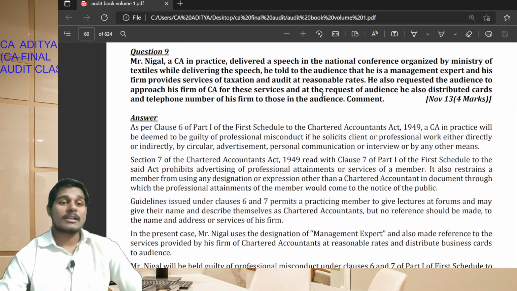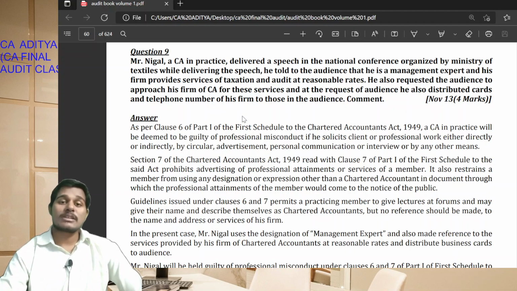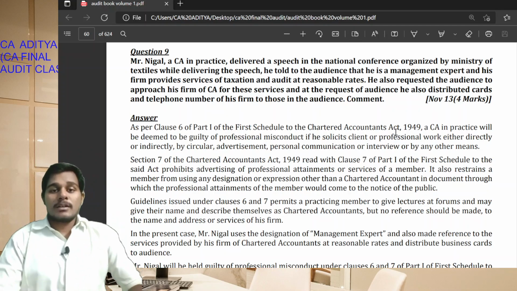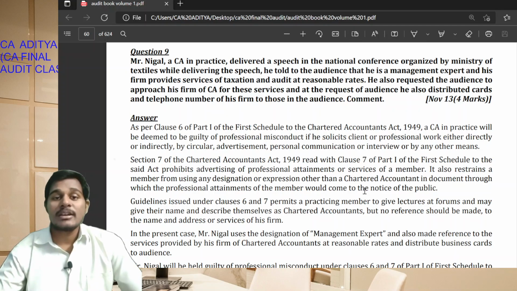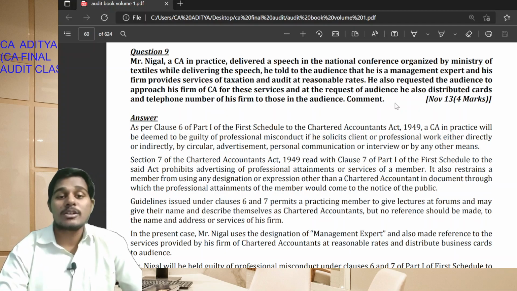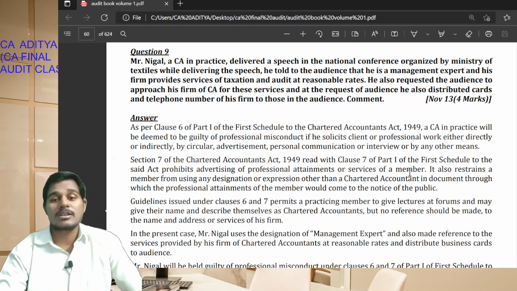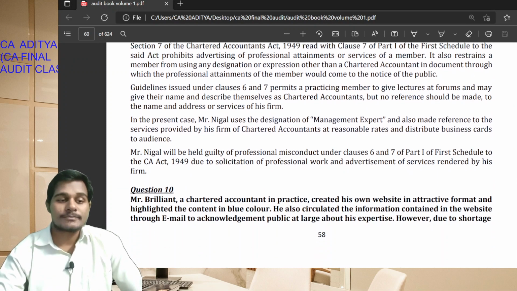Mr. Nigel, a chartered accountant, delivered a speech in a national conference and told the audience that he is a management expert, and also that his firm provides taxation services. So students, in the present case, it can be understood that he has used a designation other than chartered accountant, that is management expert. So he will be guilty of professional misconduct as per clause 7, and he is giving publicity, that is soliciting clients directly or indirectly. So he will be guilty of professional misconduct as per clause 6. So in the present case, he will be guilty of professional misconduct as per clause 6 and clause 7 of Part 1 of the First Schedule to the Chartered Accountants Act.